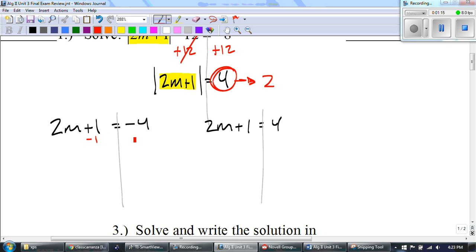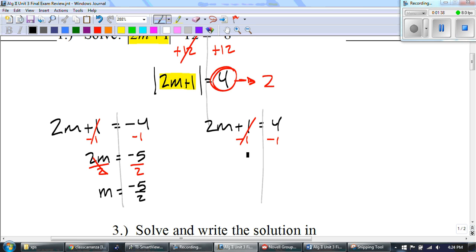We subtract 1, and I get 2m equals negative 5. I divide by 2, and then we can leave that as a fraction. m equals negative 5 over 2. But there's another answer, so I'm not done.